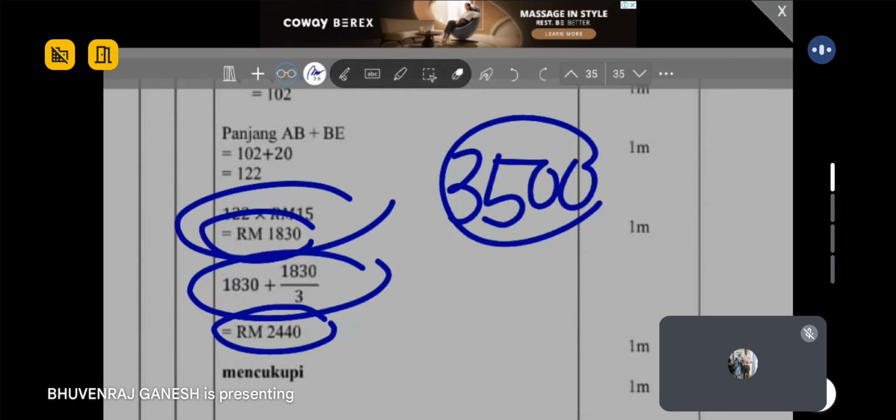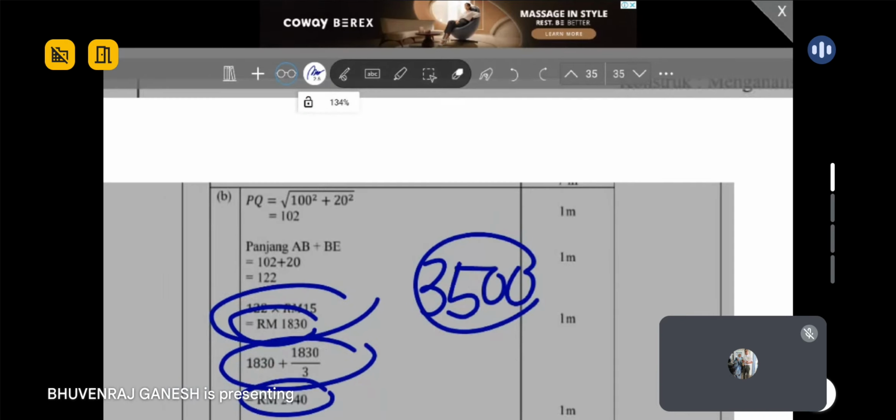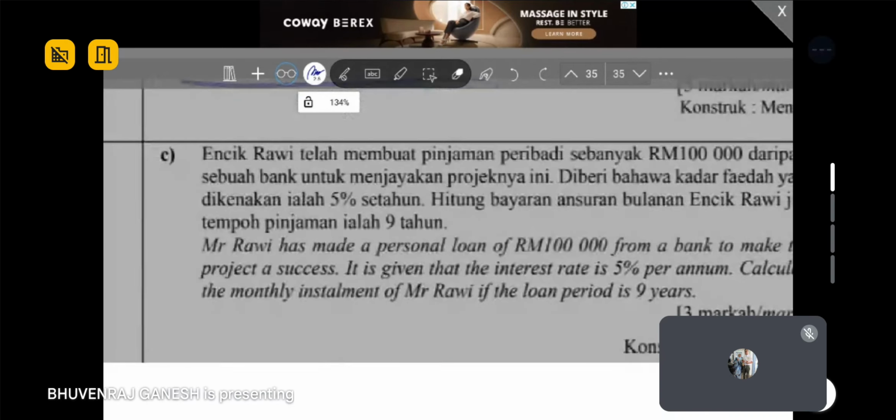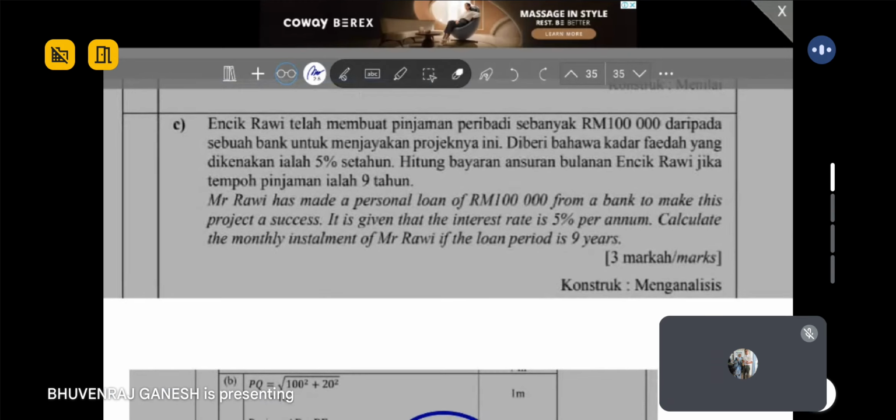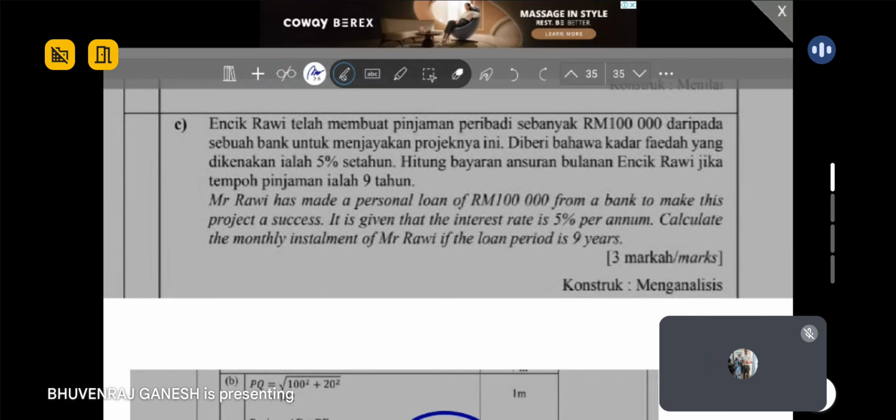Sangat senang lah guys. Yang ni section C tahu guys. Soalan bahagian C. This is section C format. So now we come to the last question. Soalan terakhir hari ni. Okay guys, this question. This one is about consumer maths. Consumer mathematics. So now they want you to count your monthly installment. Angsuran bulanan.